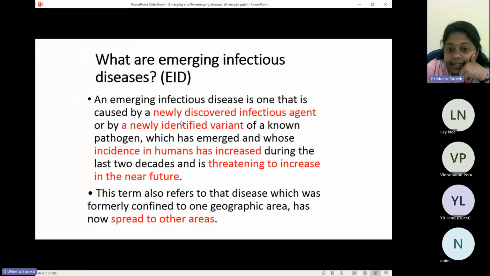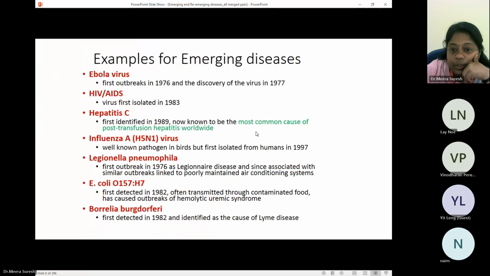So the emerging infectious disease, as I already told, is a newly discovered infectious agent. These are the diseases caused by a newly discovered infectious agent or by a newly identified variant of a non-pathogen. It has emerged and its incidence in humans has increased during the last 2 decades and is threatening to increase in the near future. This term also refers to those diseases which were formerly confined to one geographical area and have now spread to other areas. So some of the examples are Ebola virus, HIV or AIDS, hepatitis C.